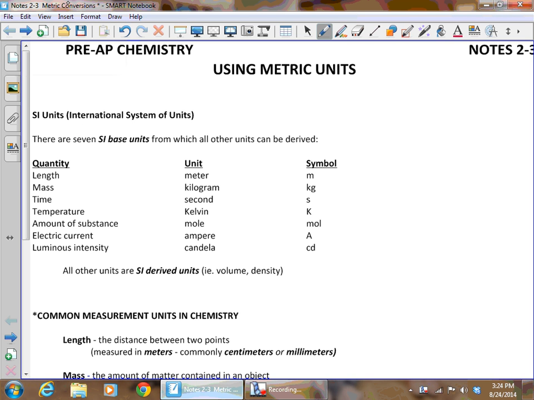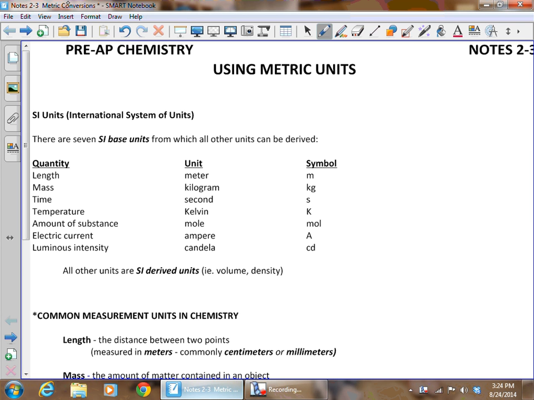Today we're going to talk about metric units and how we convert from one metric unit to another. But first, let's just talk for a moment about units in general. Now, I usually tell my students that there's no such thing as a naked number. What do I mean by that?